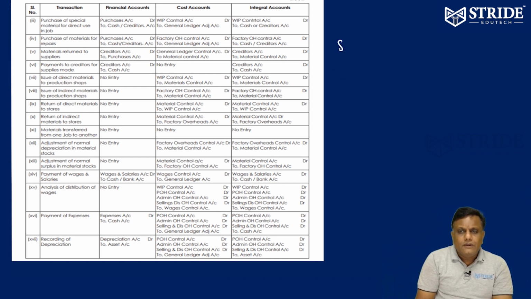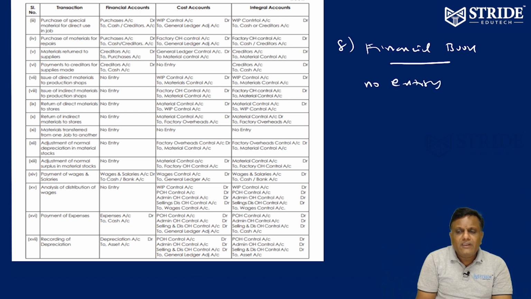Issue of indirect material to production shop. From the stores, indirect materials are moving to production. So in financial books, there is no entry. Reason: this is an interdepartment transfer from stores department to production, so there is no entry.